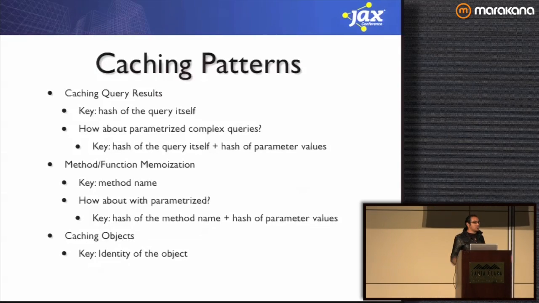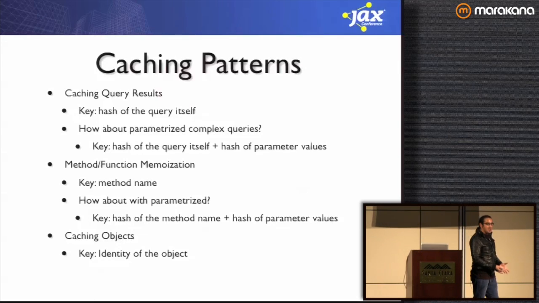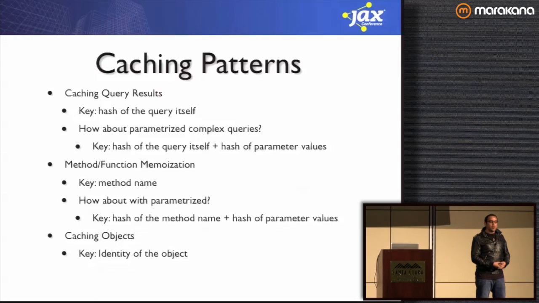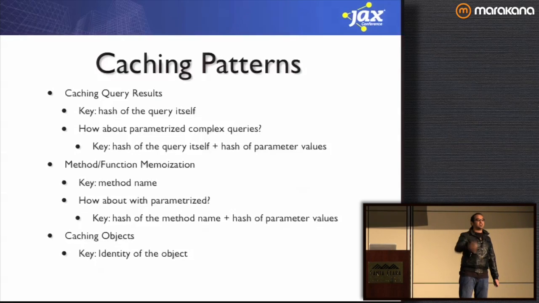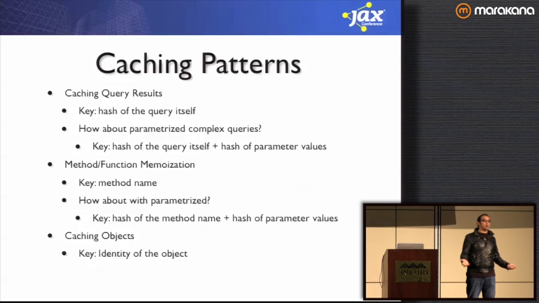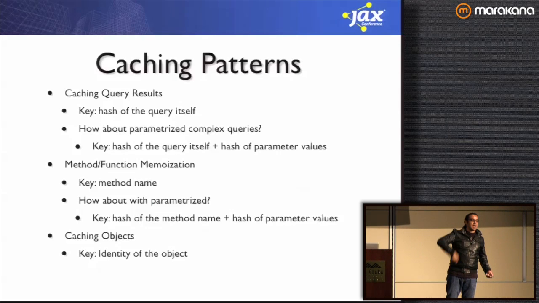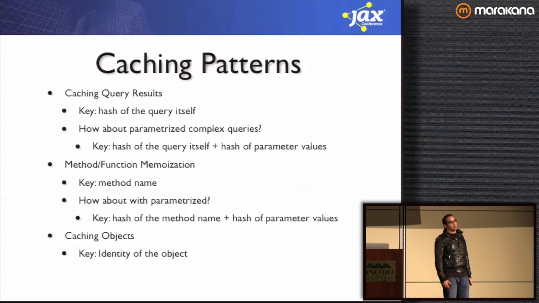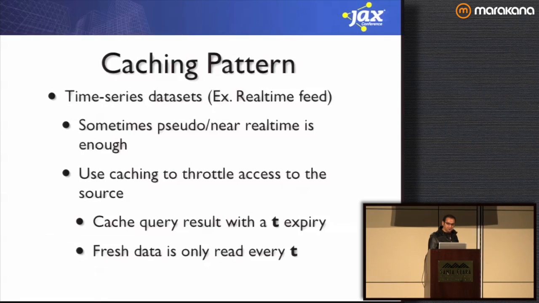Or you can cache objects, and this is a different approach. You take an entire object graph, you serialize it one way or another, and you take the identity of that particular object and you just stick it in the cache. The ID of an employee, for example. And every time you look up employee number 1234, you just go to the cache and say give me whatever's keyed 1234, and you can get the employee you're looking for.